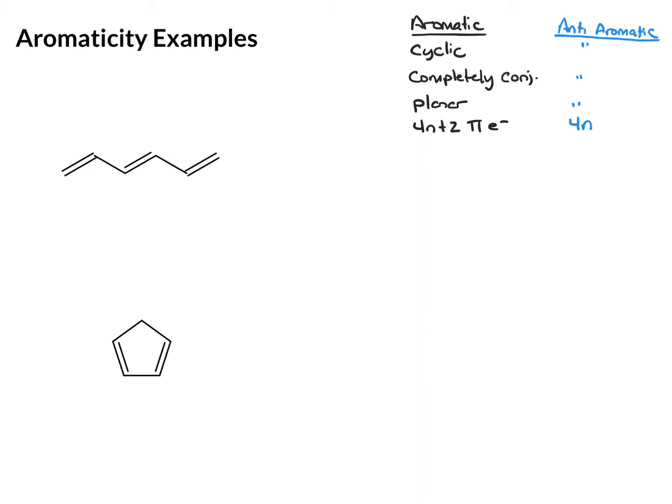We have this chain that is completely conjugated. If we draw a p orbital everywhere, you have a pi bond. It's completely conjugated, but the first criteria isn't met. It's not cyclic. As soon as one piece of criteria isn't met, it's immediately non-aromatic. So let's look at the second molecule.